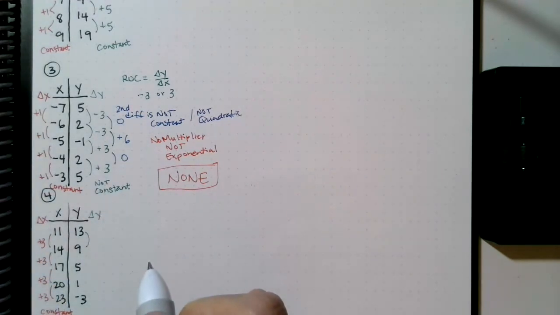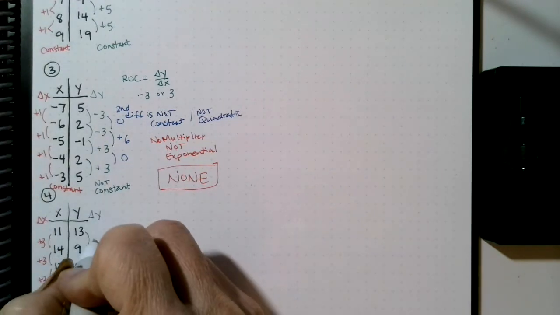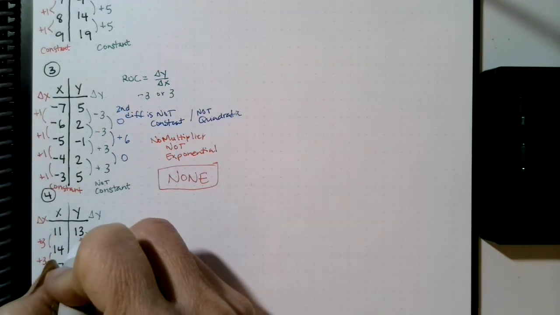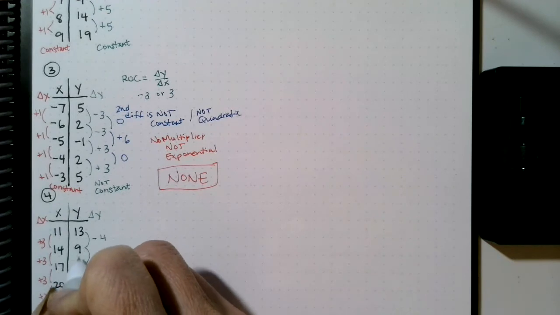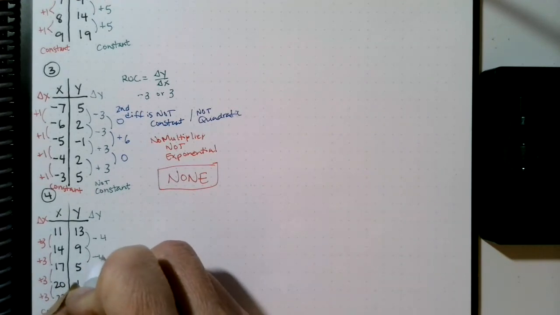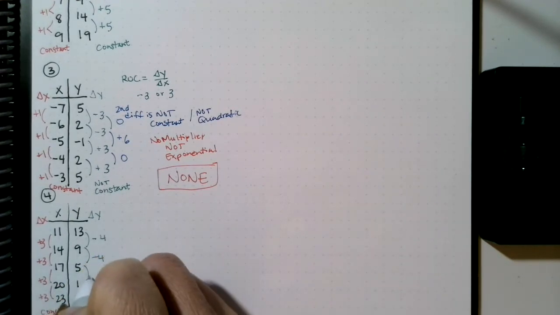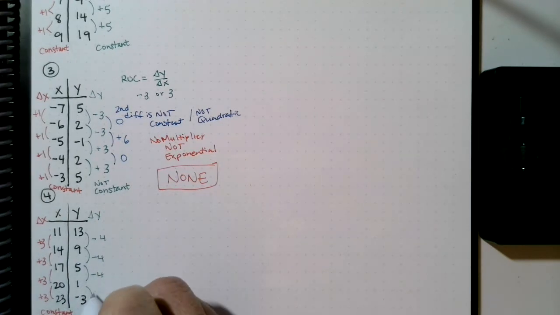And then if I look at my change in Y, from 13 to 9 is a decrease of 4. From 9 to 5 is a decrease of 4. From 5 to 1 is a decrease of 4. So all of these are a decrease of 4. So let's look at our flow chart. So this is also constant.